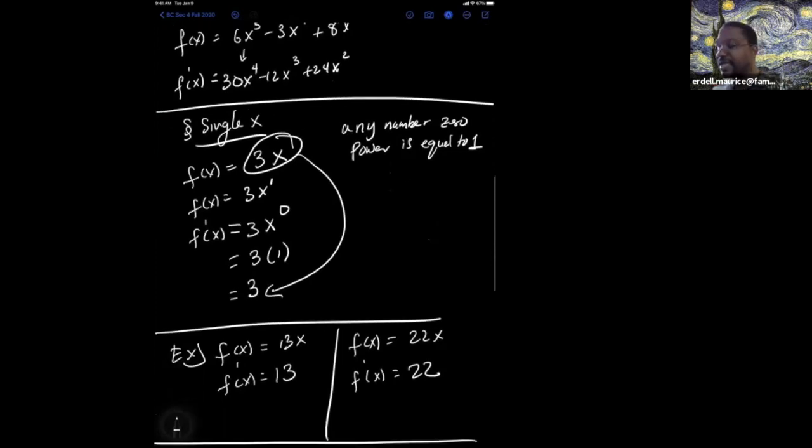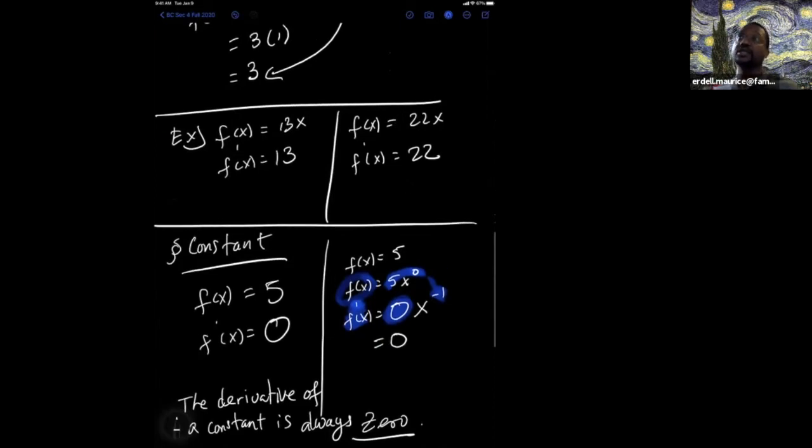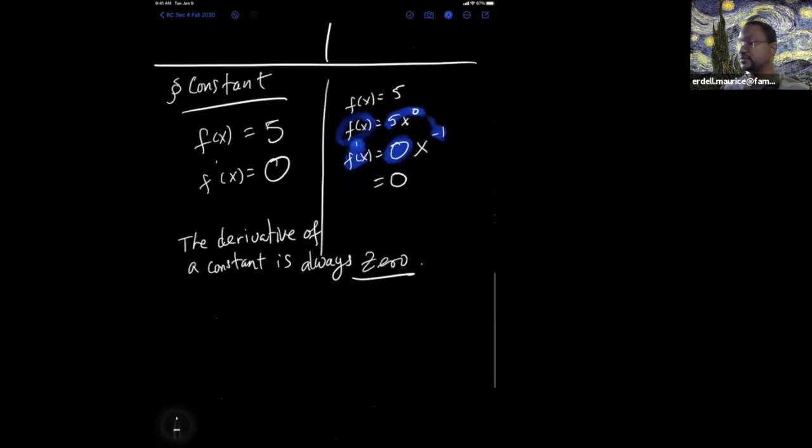So why? If you have a constant, the derivative of a constant is always 0. The derivative of 500 is 0. The derivative of negative 2 is 0. The derivative of negative 852,563, again, that derivative will be 0.